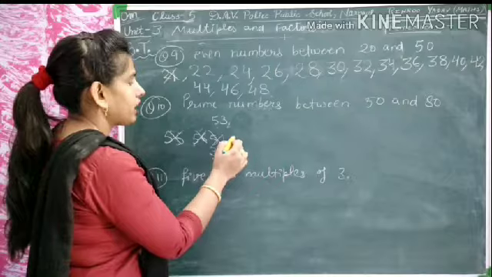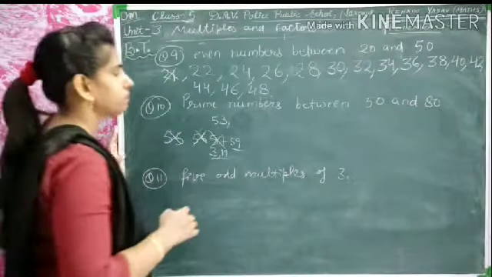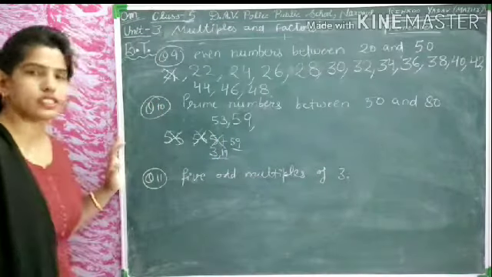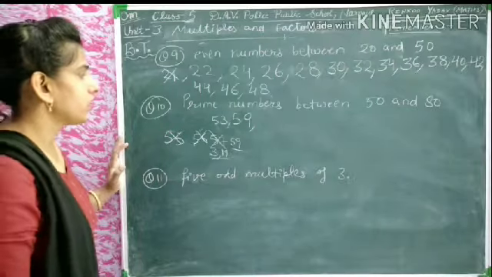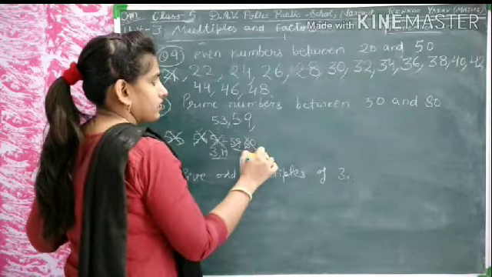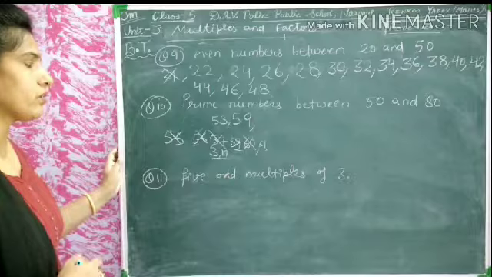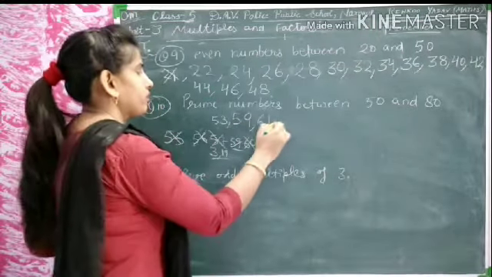And after this, 58, even number. 59, will this be divisible by any number? No. It means this is a prime number. Is this clear, students? Now 60, yes, 60 is an even number, so it will not be. 61. It is not divisible by any number, so 61 is a prime number.